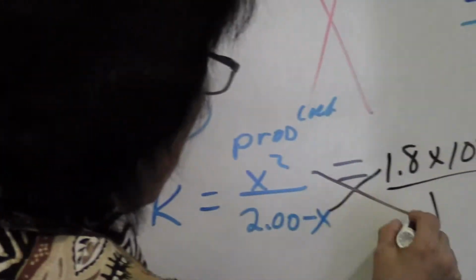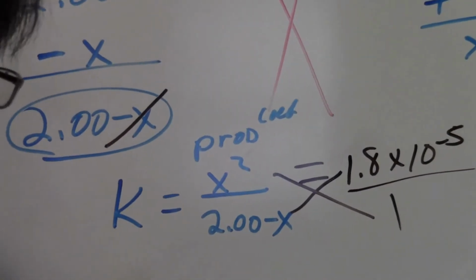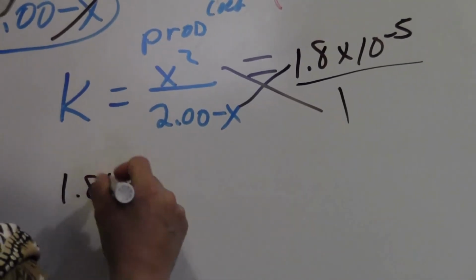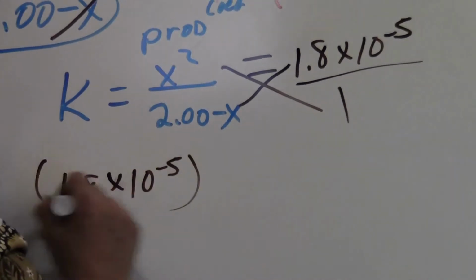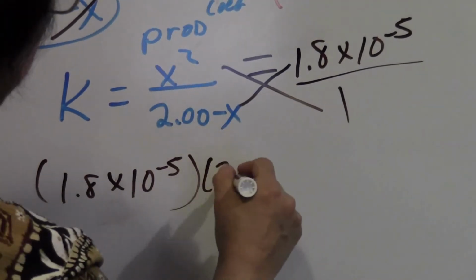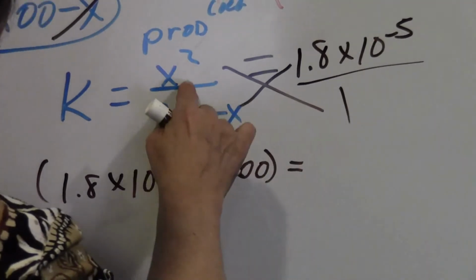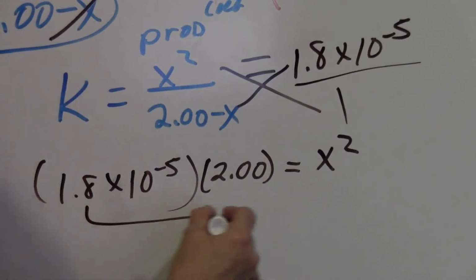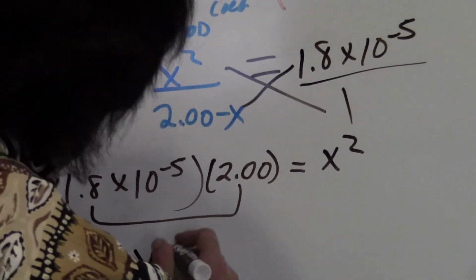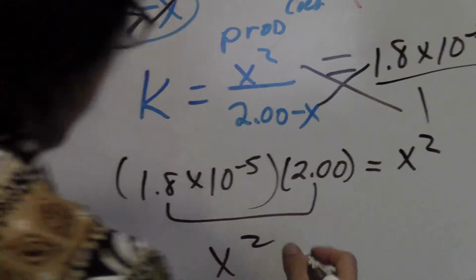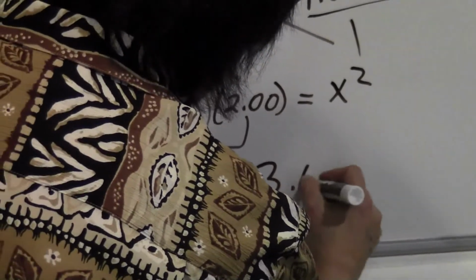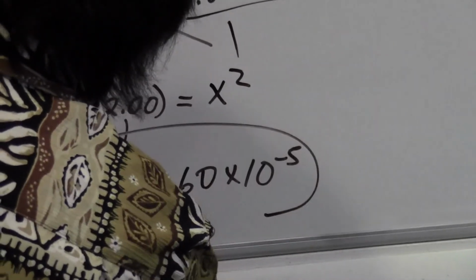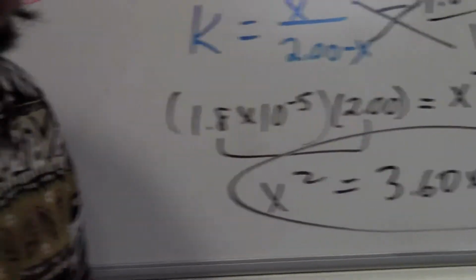And now we do crisscross applesauce. So 1.8 times 10 to the minus 5th times 2 is equal to x squared times 1, which is just x squared. You're going to multiply these two numbers, and we end up with x squared equals 3.6 times 10 to the minus 5. Well, we don't want x squared, we want x.